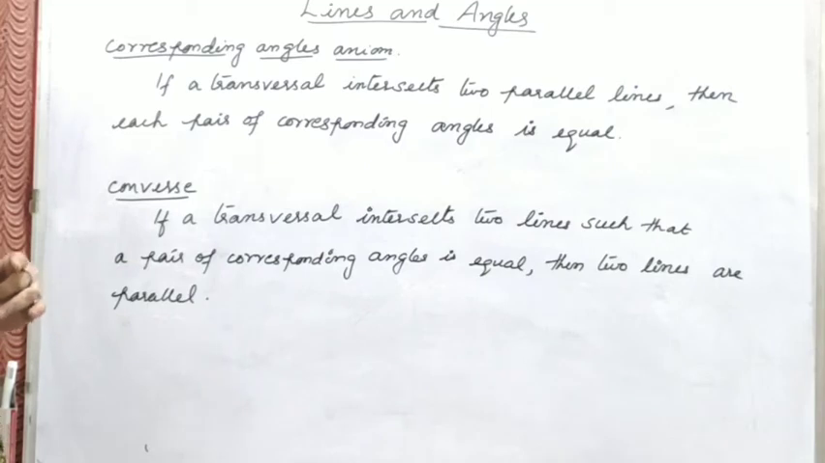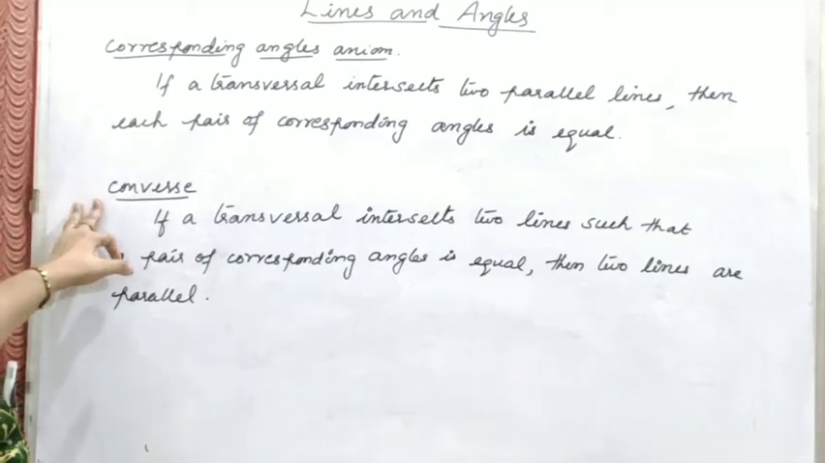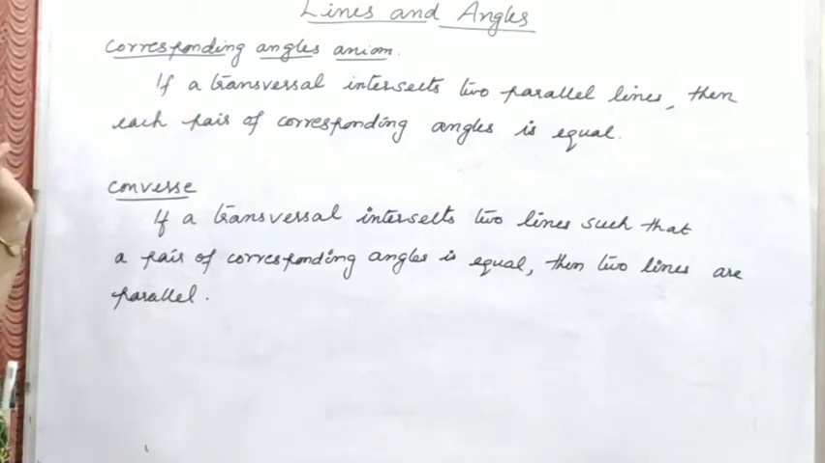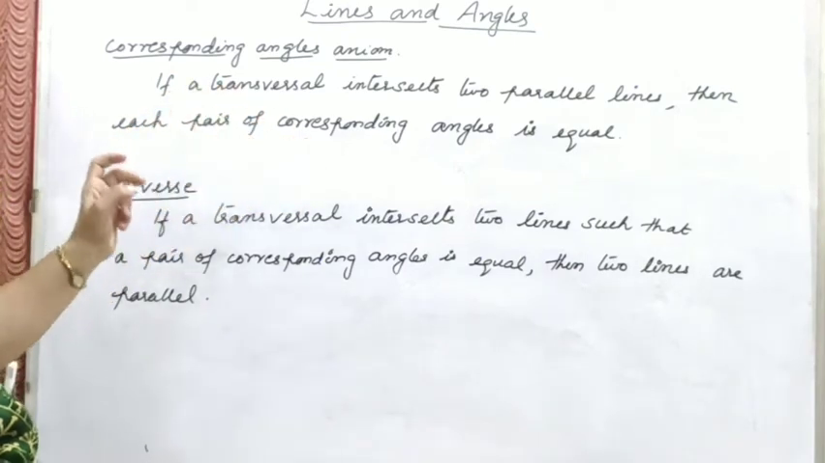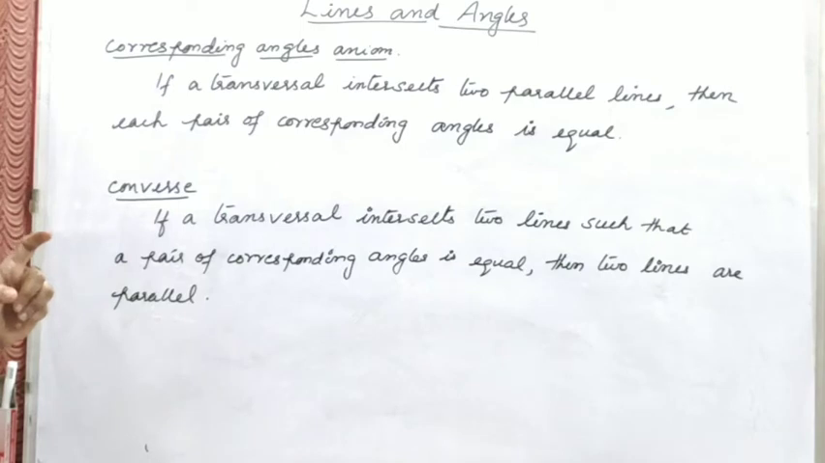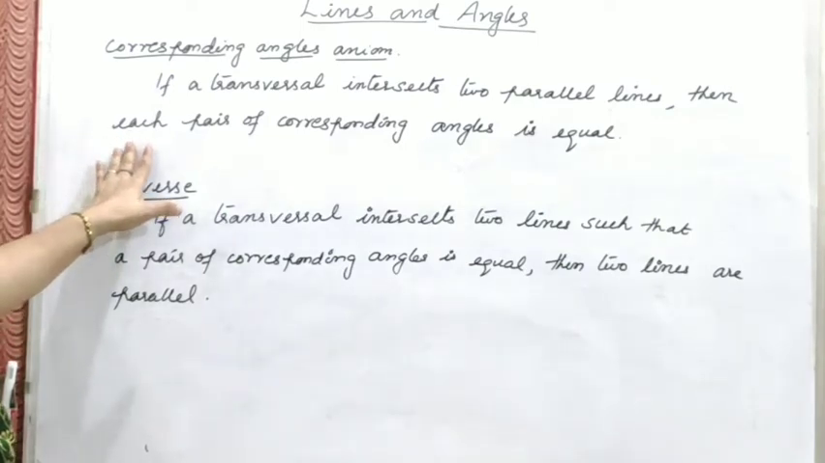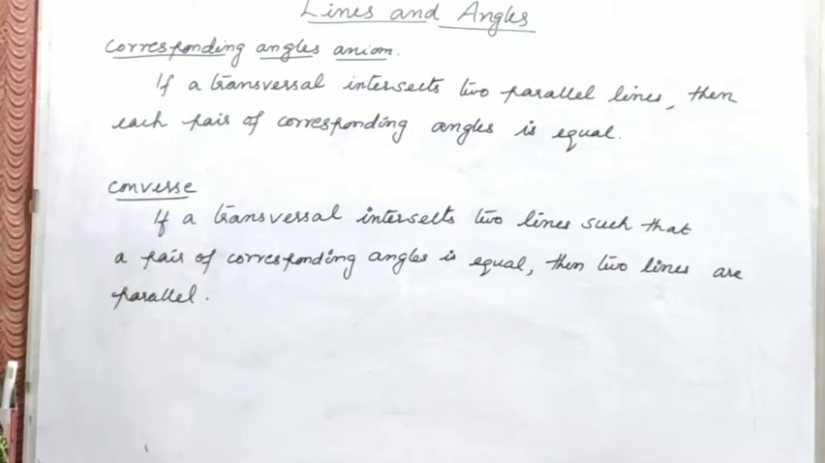Corresponding angles axiom: the converse is also an axiom, and the direct statement is also an axiom only. If a transversal intersects two parallel lines, then each pair of corresponding angles is equal. This is the first statement, and we know that when two parallel lines are cut by a transversal, corresponding angles are equal.